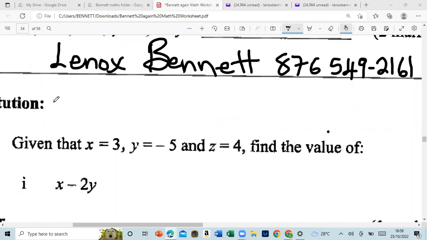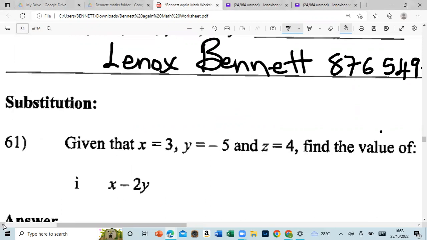So let me just show you something, guys. Today we'll be looking at substitution. Very easy topic. These are some actual CSEC past paper questions.